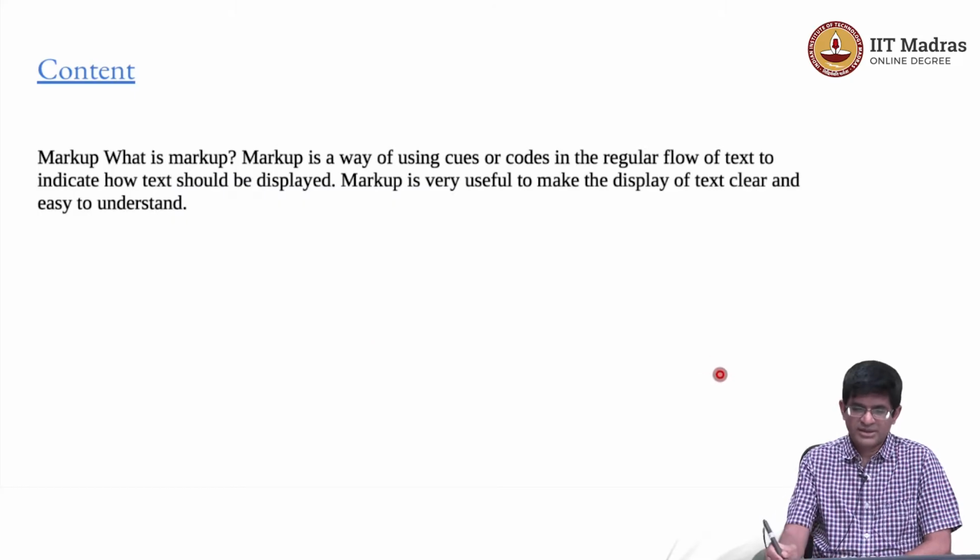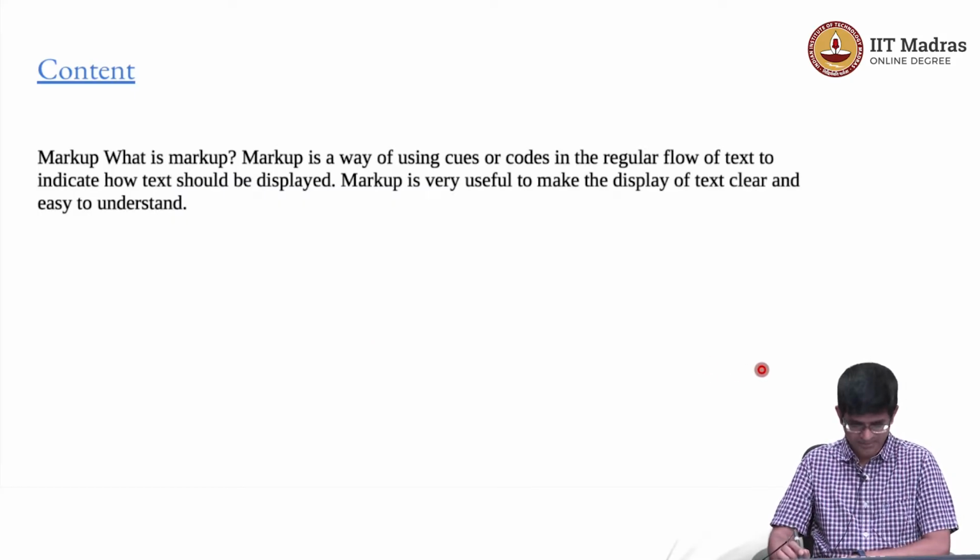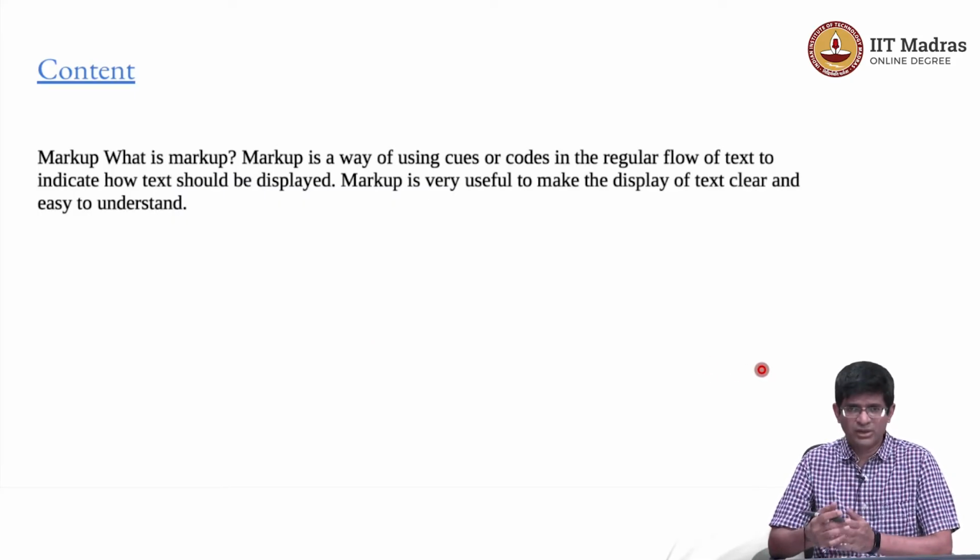So let's look at this document that I have up on the screen here, right? This is what I mean by raw content. Essentially what you can see is markup. What is markup? Markup is a way of using cues or codes in the regular flow of text to indicate how text should be displayed. Markup is very useful to make the display of text clear and easy to understand, right? I can read it out, but it's not very clear what is important, what was the beginning, what was the ending, what was somewhere else, right?